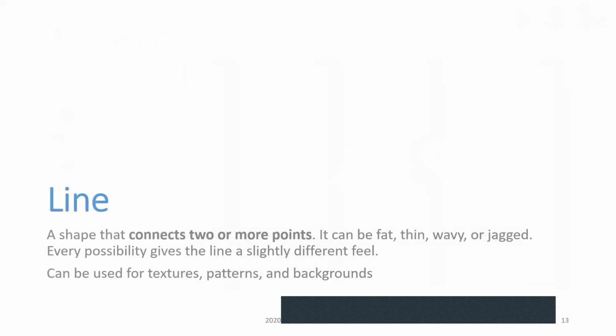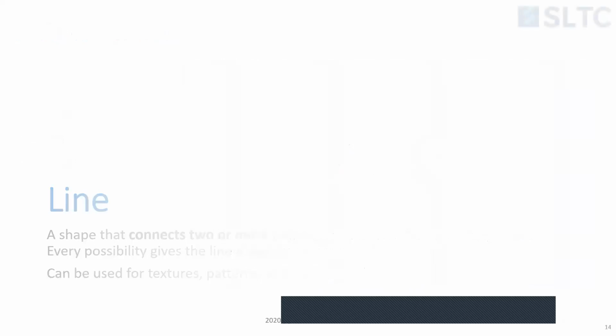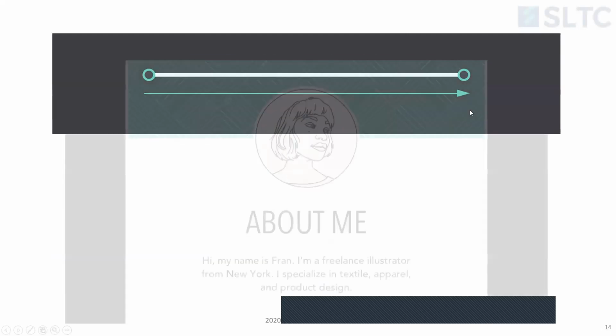Let's start with the first one, line. What do you mean by a line? A line is a shape that connects two or more points. It can be fat, it can be thin, wavy, jagged, anything. So this is our first design element. Now here is an example of a line, right? So a line has a starting point and an ending point.